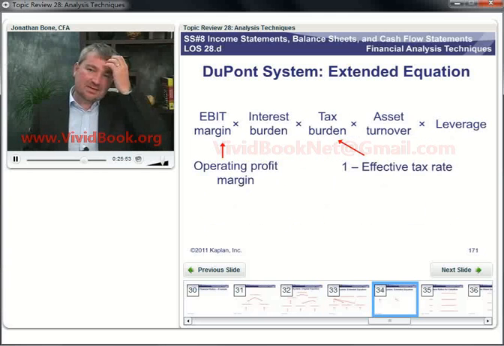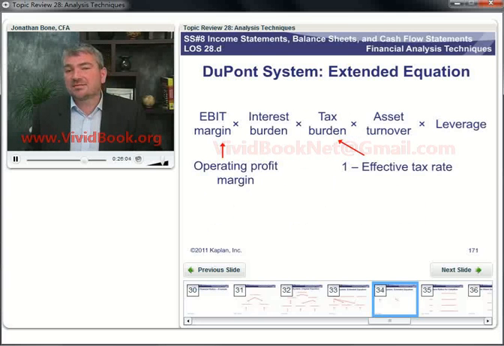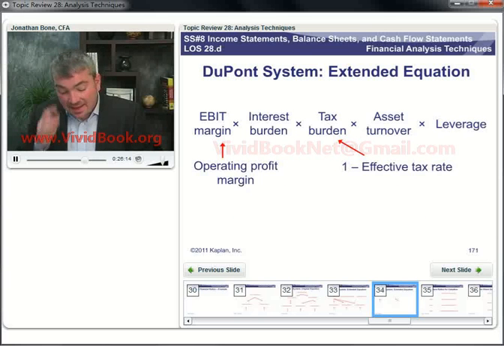So notice therefore, five-stage DuPont is operating profit margin times interest burden times tax burden, which is just 1 minus your effective tax rate, where the effective tax rate is tax expense divided by profit before tax, times asset turnover times your financial leverage multiplier. Make sure you know both three-stage and five-stage DuPont for your exam. It will be there, it always is.